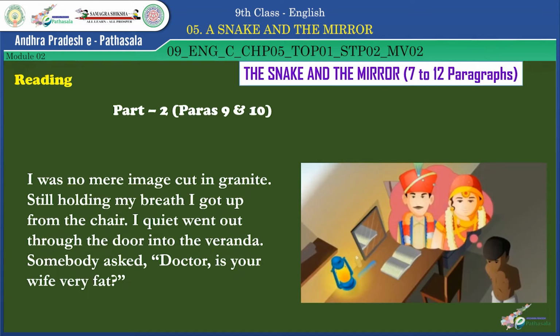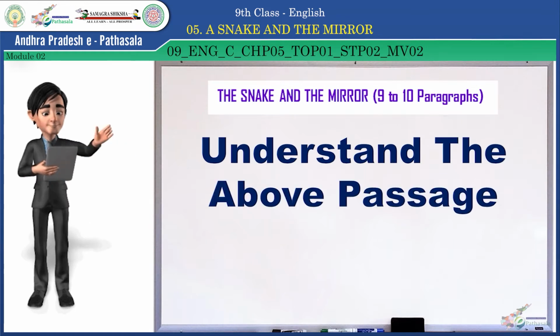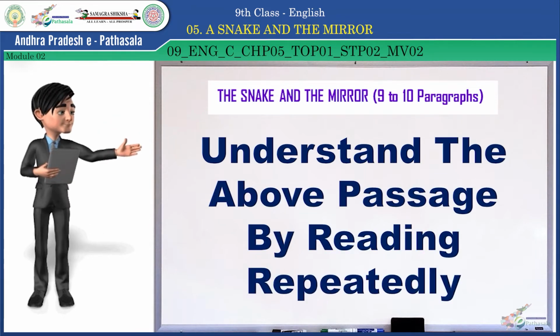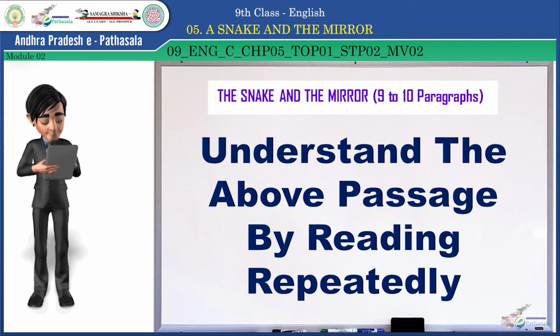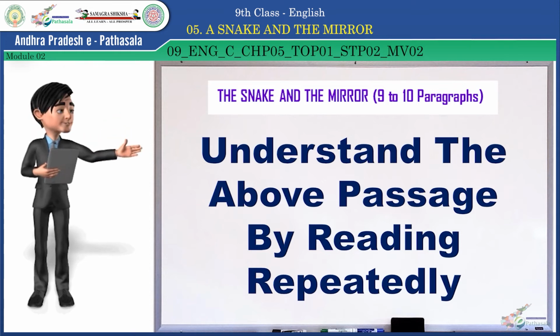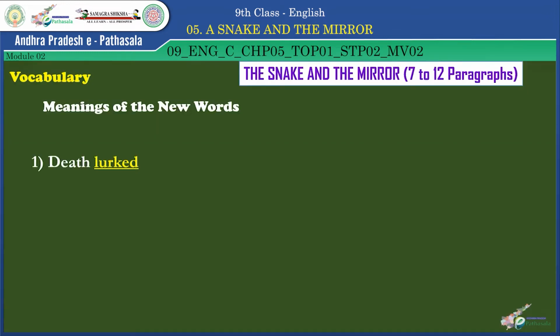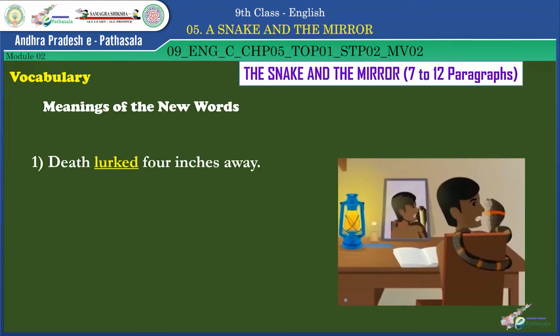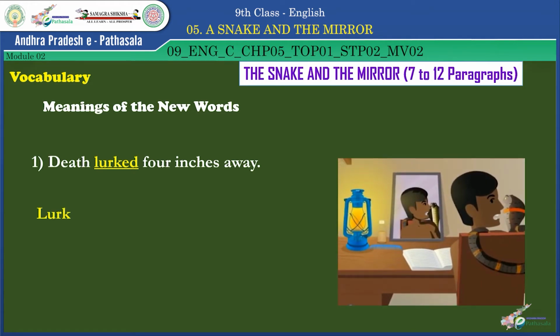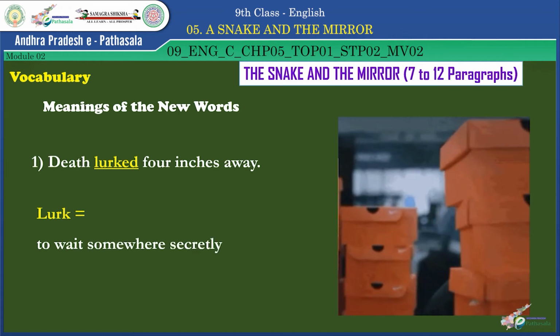Children, here I want to say an important thing. You just understand the above passage by reading the passage repeatedly. Will you promise me that, children? And now, children, let's go for the meanings of the new words. The first one is "death lurked 4 inches away." The new word here is lurked. The meaning of lurked is to wait somewhere secretly to do something bad.